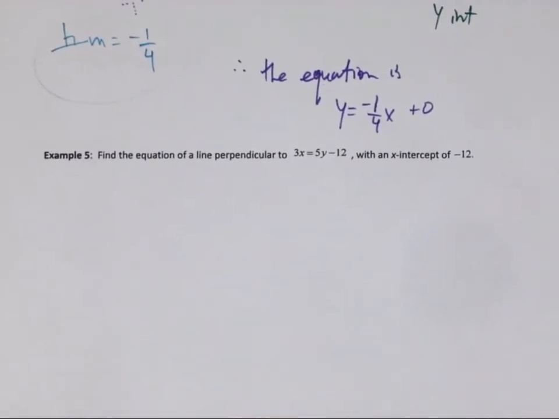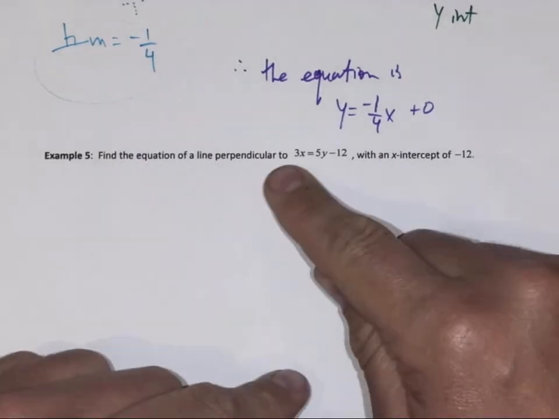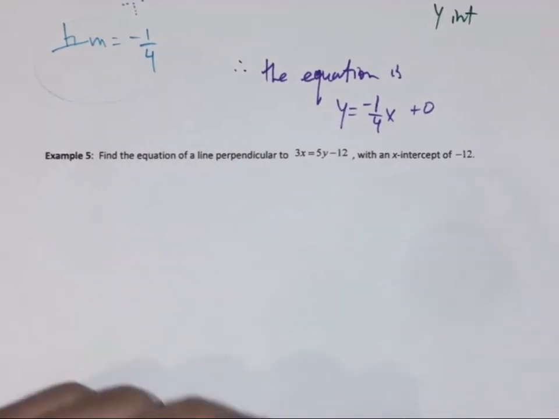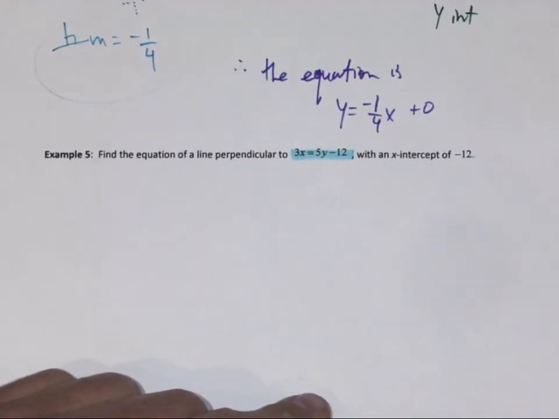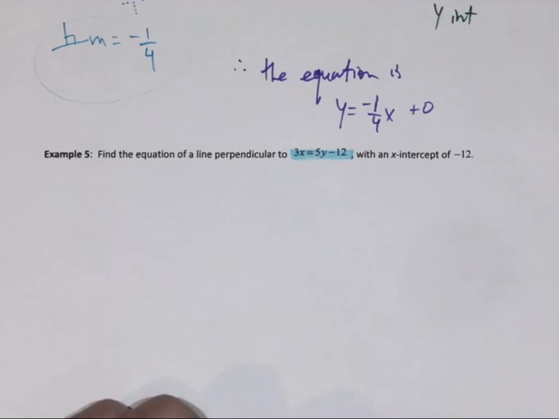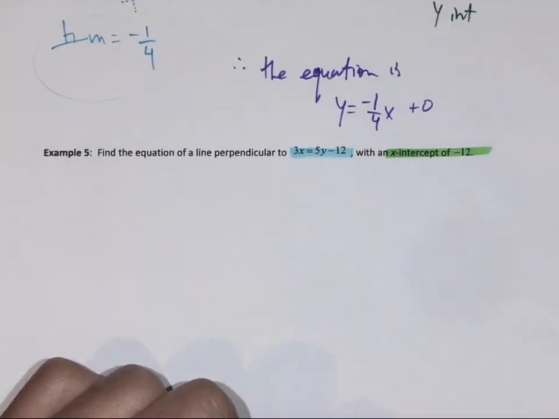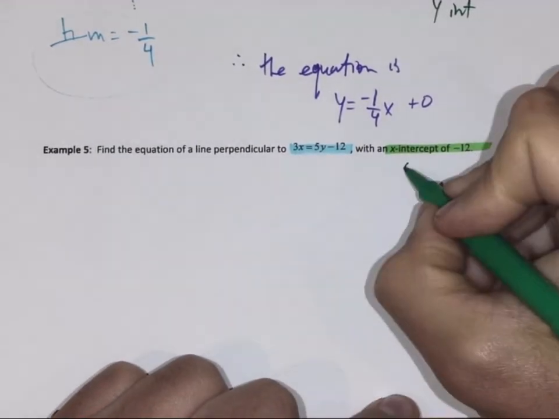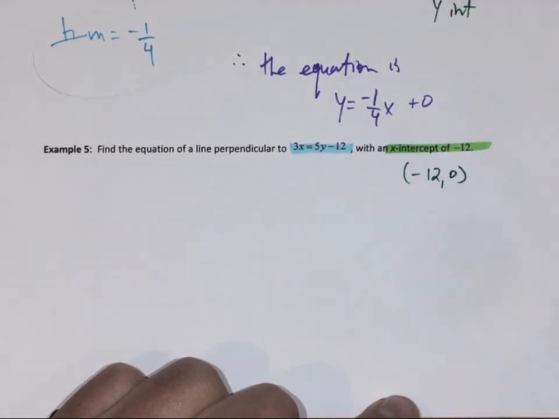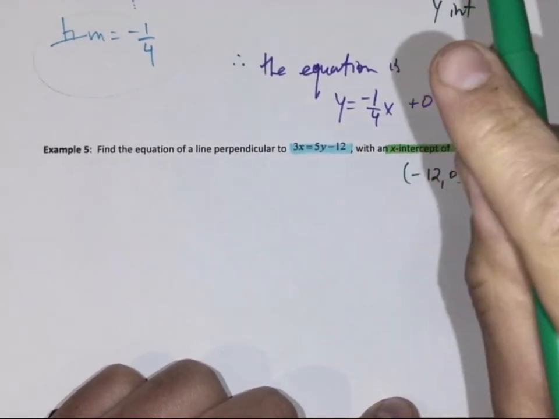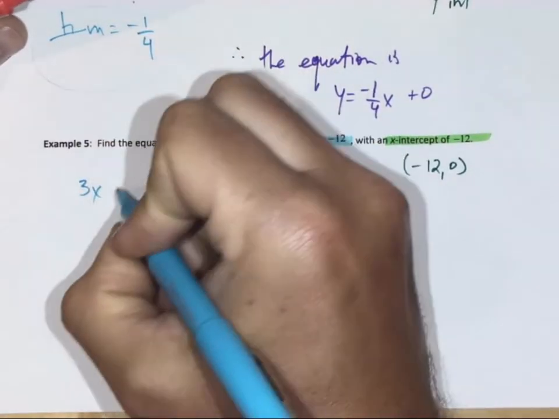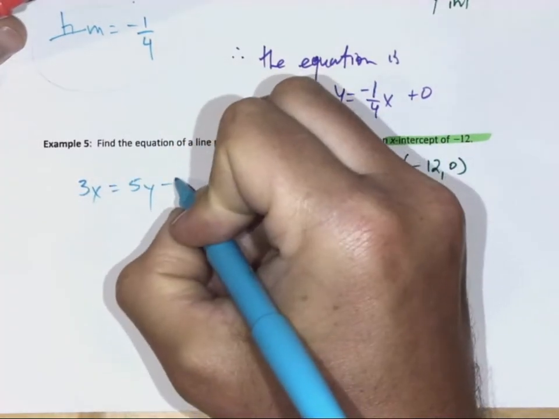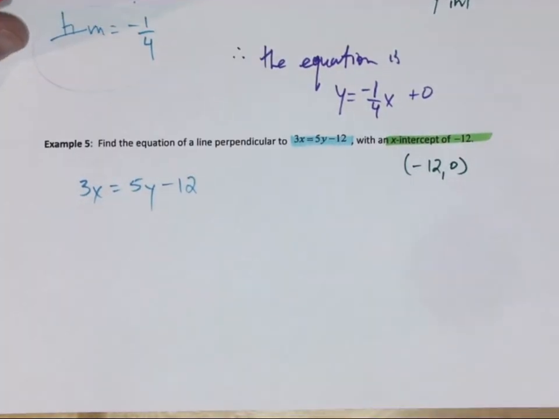Last example. Find an equation of the line perpendicular. That also has an x-intercept of negative 12. Nothing special or tricky. An x-intercept is still a point. So we still have a point like we did above. So let's take this equation, let's find the slope, and then take the negative reciprocal. Sounds great.